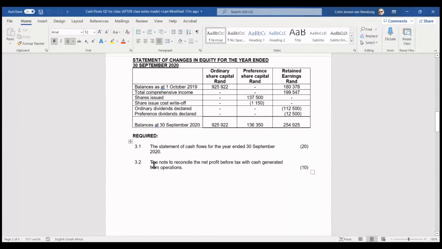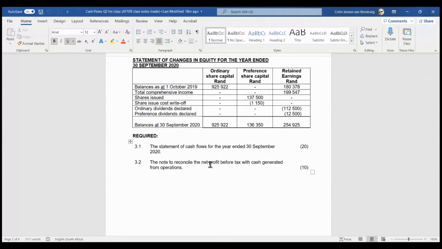So two things basically, we've spoken about this last week, Wednesday: the statement of cash flows for the year ended 30th of September 2020, and the note to reconcile the net profit before tax with cash generated from operations. You remember last week we said that in financial accounting 2, it is a good idea to do that note first, that reconciliation note, because that provides you with a figure for cash generated from operations, and that is a figure that we can then just simply transfer to the face of our statement of cash flows.